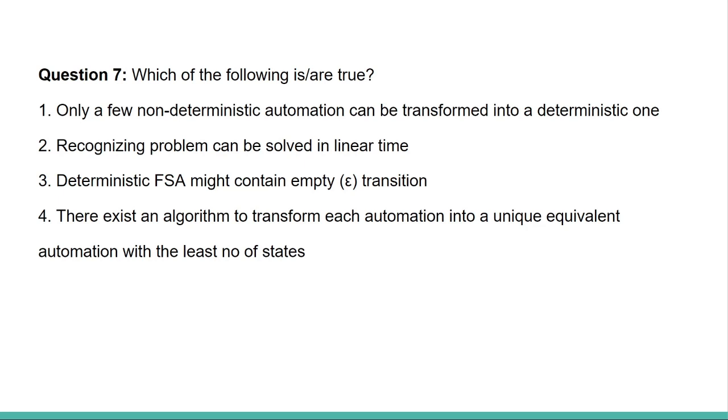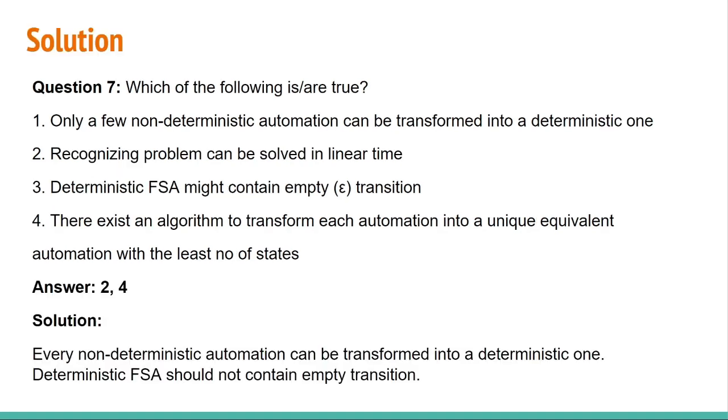So this is a very direct question. I don't think there's much to discuss here. So I'll just read the solution, and from that we can understand that 2 and 4 are the answers. So what is the solution? Every non-deterministic automaton can be transformed into a deterministic one, and a deterministic FSA should not contain empty transitions. So this is the solution, and the answers are 2 and 4.